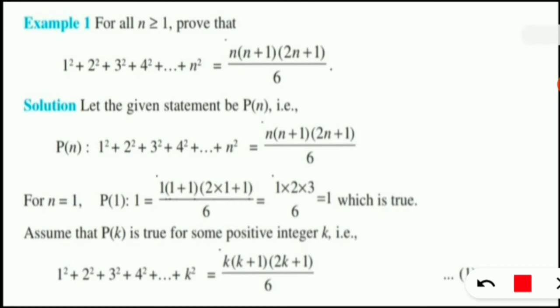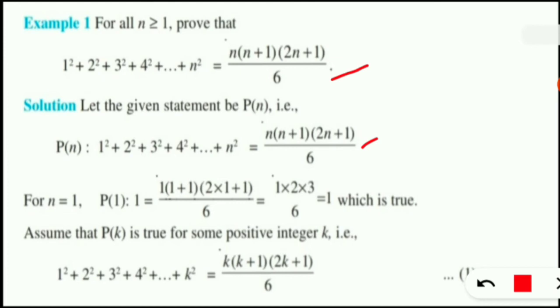Okay, now we prove this statement using the principle of mathematical induction. Same language. Solution: let the given statement be Pn, that is Pn such that 1 square plus 2 square plus 3 square plus 4 square plus dot dot dot n square equals n into n plus 1 into 2n plus 1 whole divided by 6.